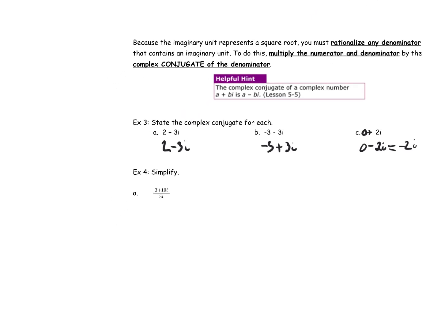Now, when we are going to simplify this, we are going to multiply by the complex conjugate of the denominator. We always look at the bottom number. That's what tells us our complex conjugate. We don't care about the top number. It's just kind of along for the ride. In this case, we're looking at the 5i.